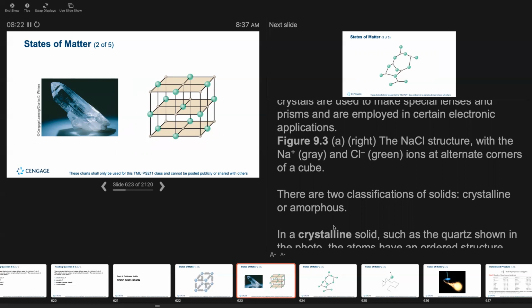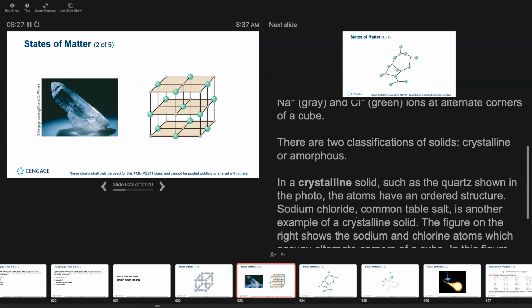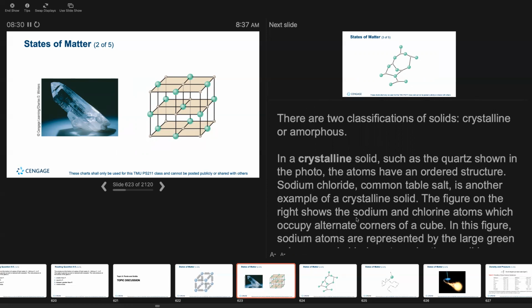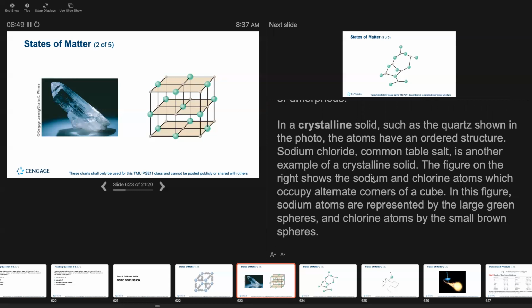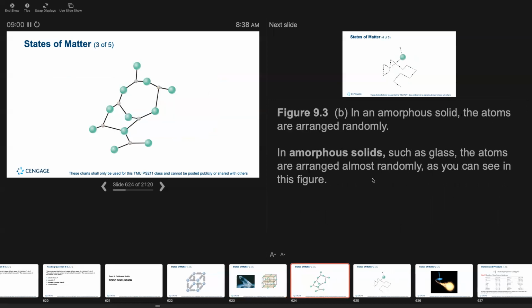So there are two classifications of solids, crystalline or amorphous. In a crystalline solid, such as the quartz shown in the photo, the atoms have an ordered structure. Sodium chloride, or common table salt, is another example of a crystalline solid. The figure on the right shows the sodium chloride atoms, which occupy alternate corners of a cube. In this figure, sodium atoms are represented by the large green spheres, while the chlorine atoms are the smaller brown or gray spheres, however you want to think about it.